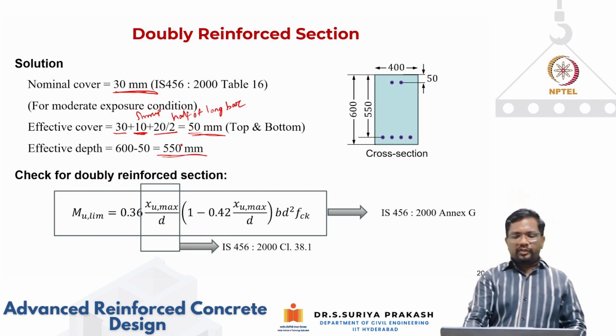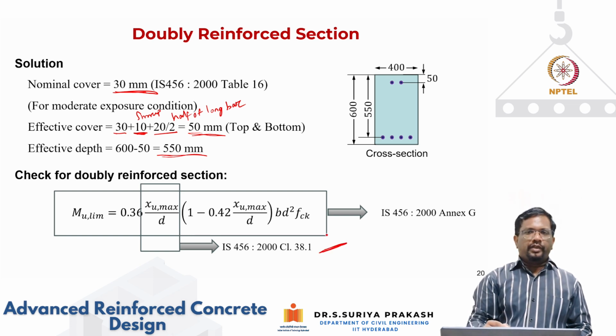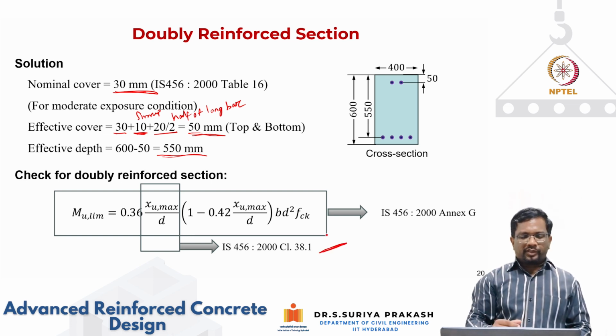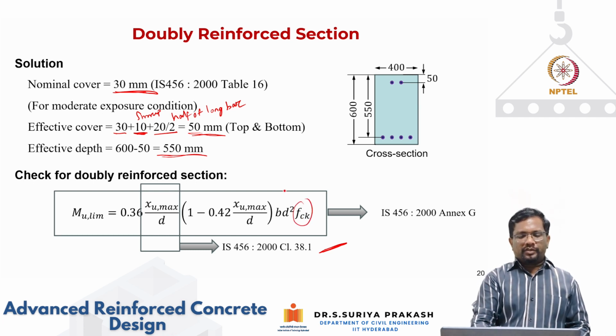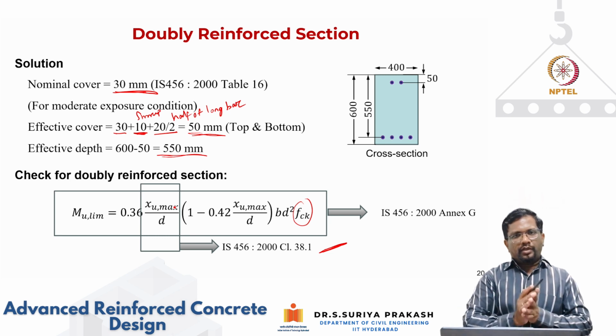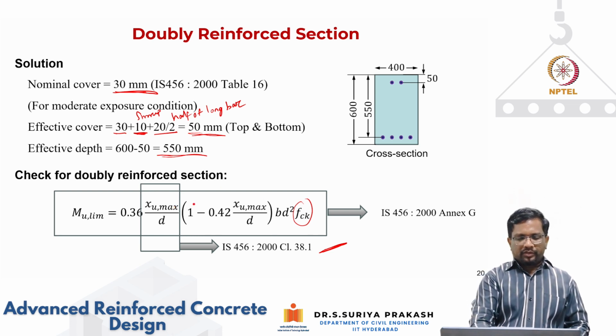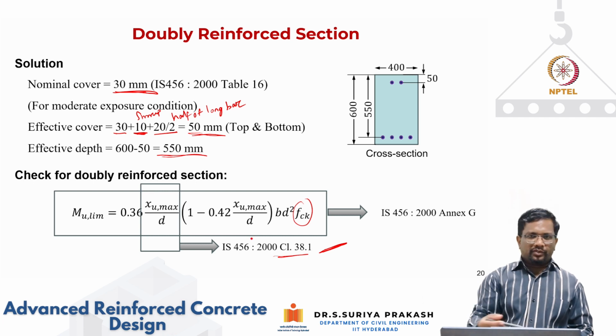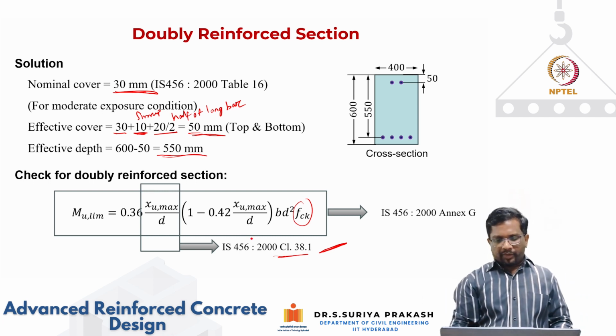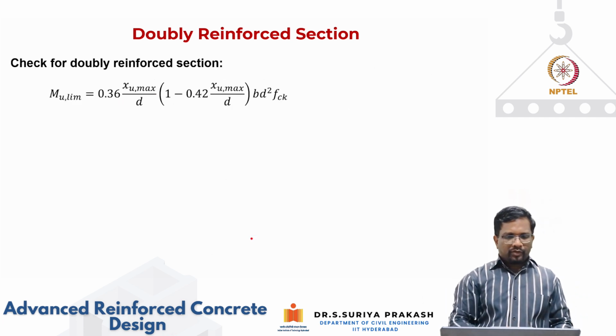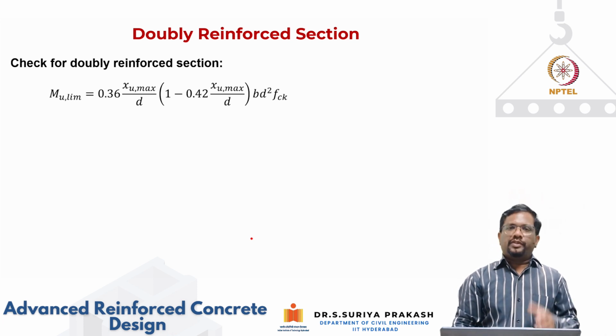Now we have derived this limiting moment resistance. It is purely a function of Xu max by d, and then for a particular grade of concrete, we can calculate your Mu limit, right? This is just the moment resistance that we are taking in terms of your compression force. This is directly given in IS 456, and we also derived it in the previous part of the module. So let's plug in these values and see what your Mu limit is.